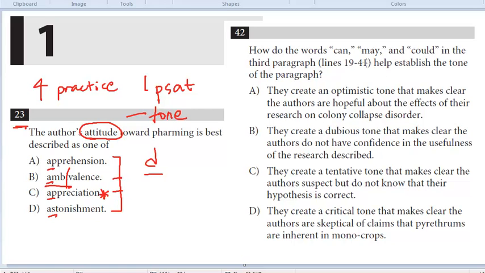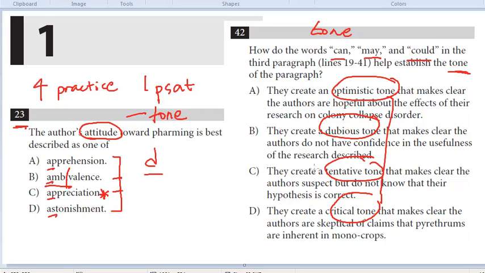This is another tone question, except they don't ask you directly what the tone of the author is like before. But look what it does. What do the words can, may, and could do? What do they do to establish a tone? And look what it says. The answer choices are optimistic tone, dubious tone, tentative tone, critical tone. Look, it's basically the same thing as before.